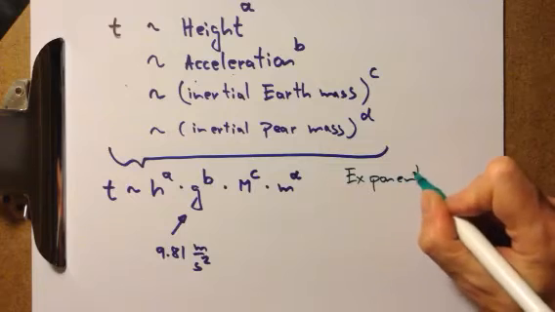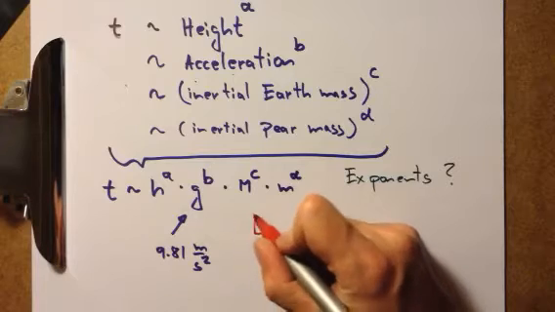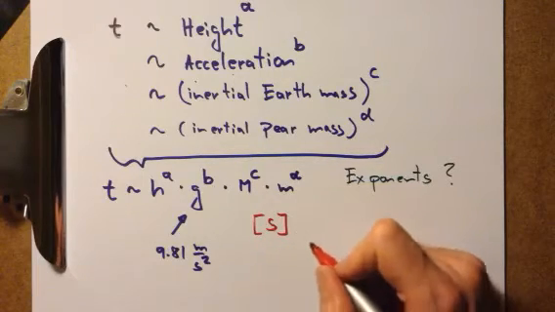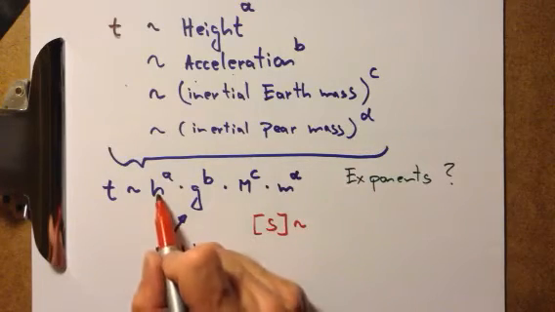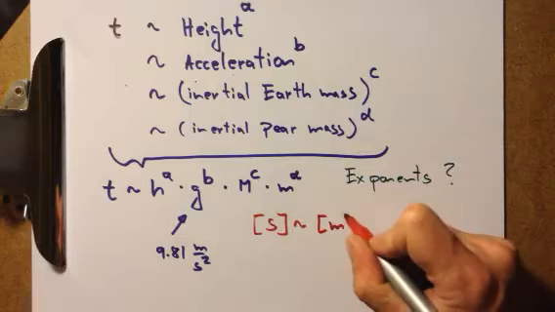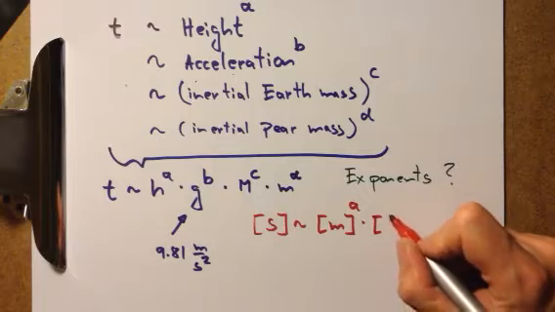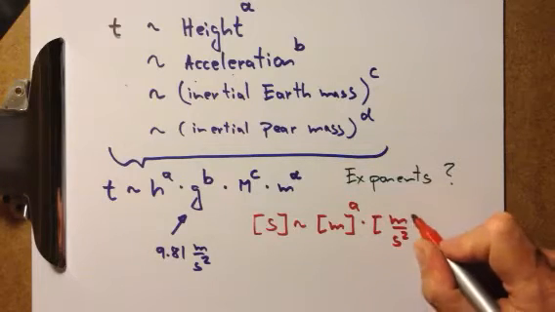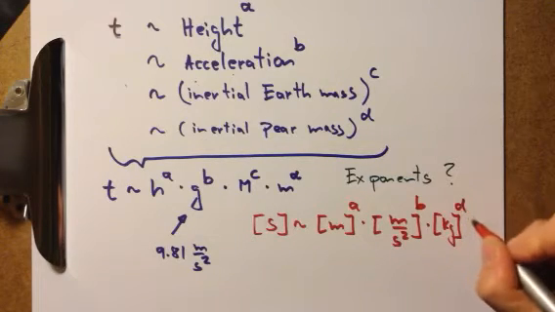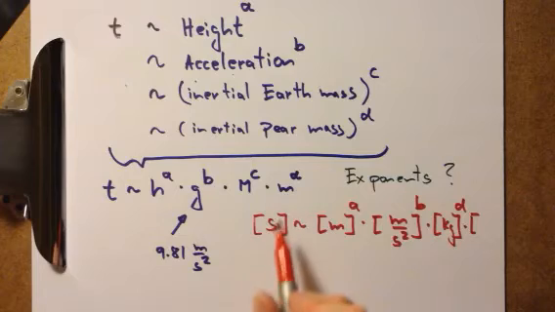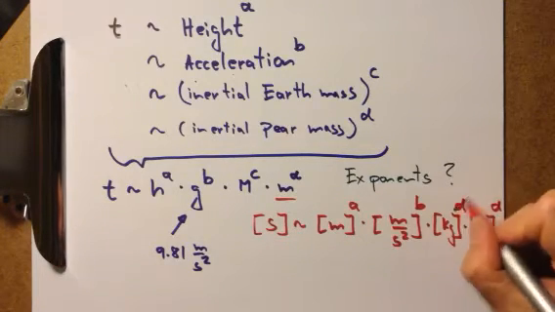Well, this is where we now use dimensional analysis, because we can write that time has the dimension seconds. And we know from our arguments that that time should be proportional to the dimension of height, which is meters, to the power of a, times gravitational acceleration, which has the dimension meter per second squared, to the power of b, times kilogram to the power of c, times kilogram again, in this case for the mass of the pear, to the power of d. Here it should have been c.